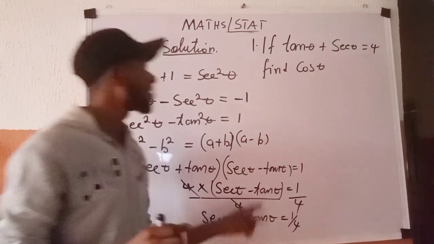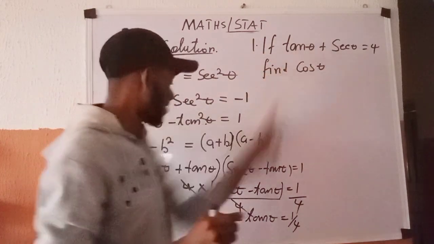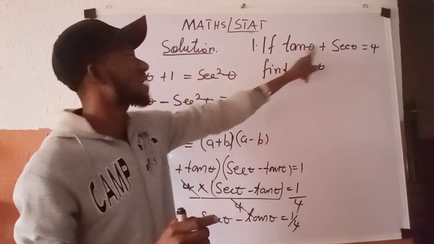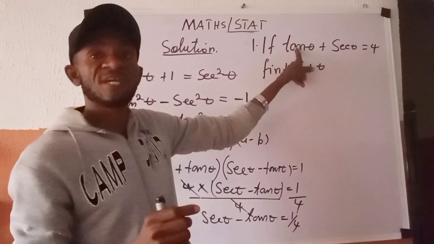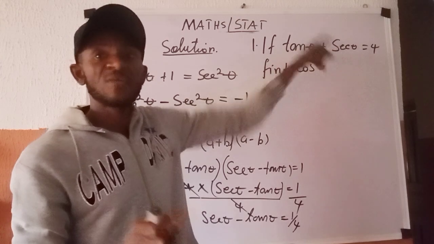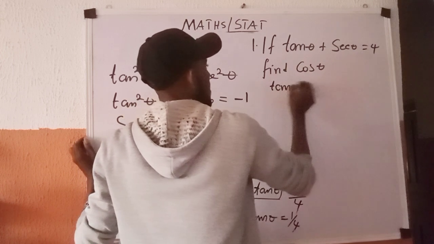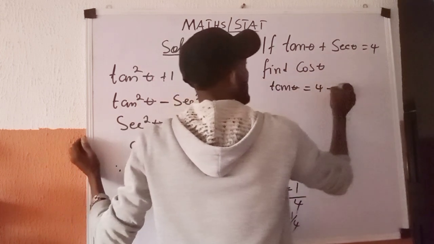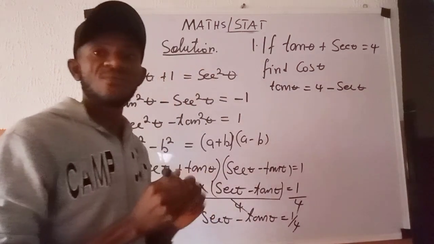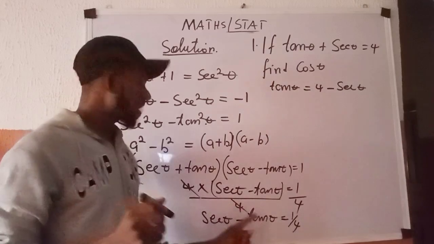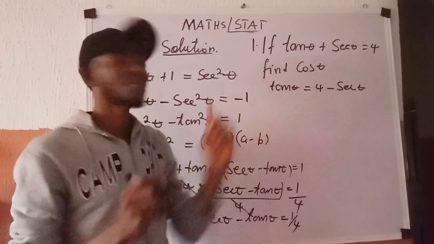When I have this in this way, I can equally come back and look at here. You still remember that my tan theta plus sec theta is equal to 4. So I can make tan theta the subject of the formula here, and what I have becomes tan theta equals 4 minus sec theta. So I can easily come back here: wherever I see tan theta, I will remove tan theta and replace it with 4 minus sec theta.